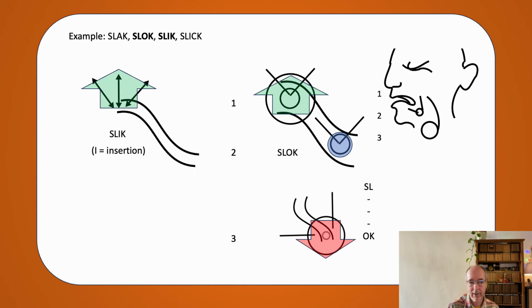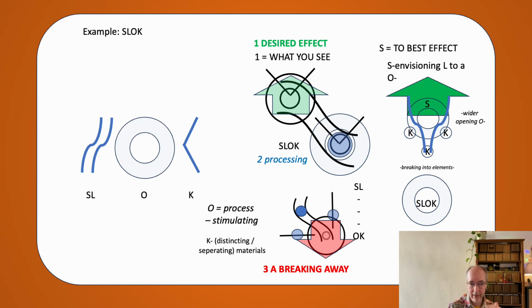So while SLIK, with the insertion, which is also the verb to swallow, doesn't matter what you swallow, with SLOK the focus really is on the whole process of what we do. So we have the three parts which are necessary. The end effect for the S is always the most important. It's the desired effect, and that's the part that you see. That's where you envision what is going on.